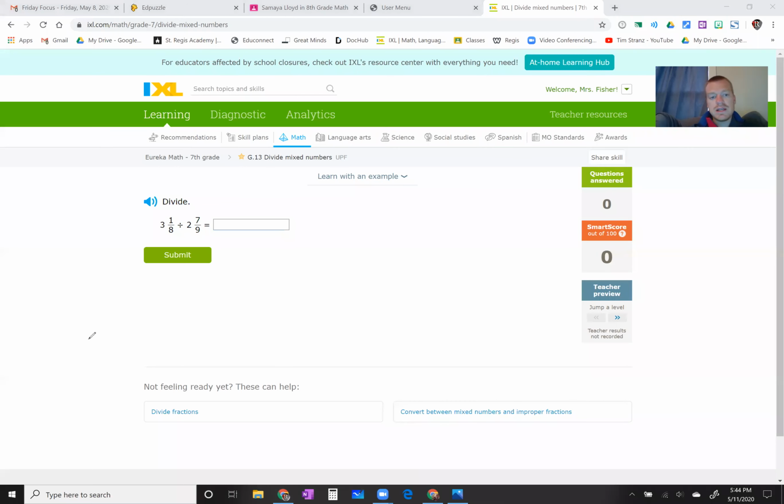So we got 3 1/8 divided by 2 7/9. First thing I would do is convert these to improper fractions. So to do that, remember, you take the whole number, multiply it by the bottom number. So 3 times 8 is 24. 24 plus 1 is 25. Okay, so 25 over 8. The denominator stays the same. Okay, so I'm going to keep this the same. 25 over 8 is the same as 3 1/8. I just made it an improper fraction. Okay, so you keep that the same.